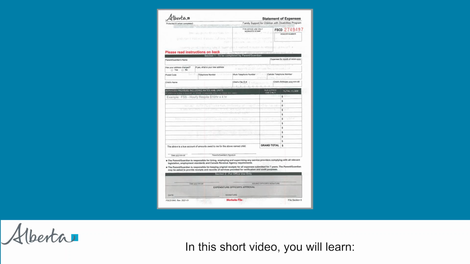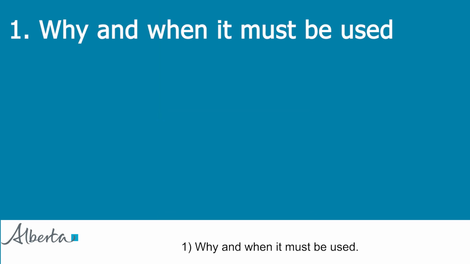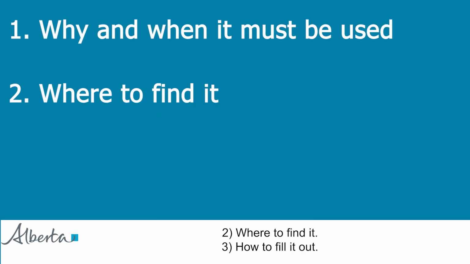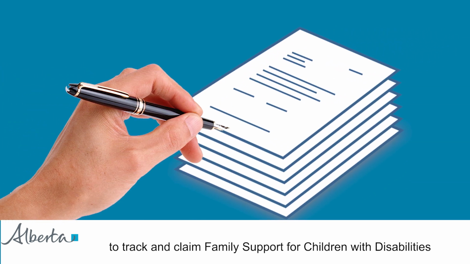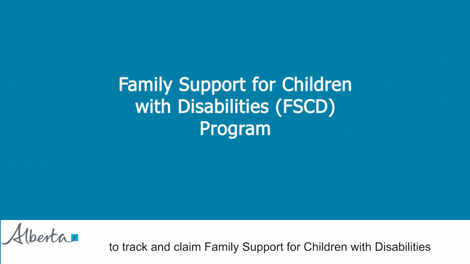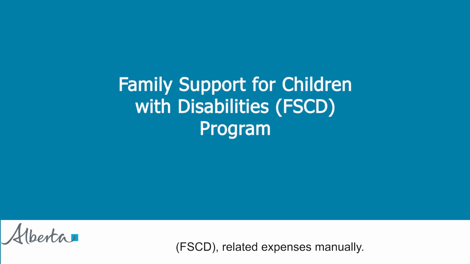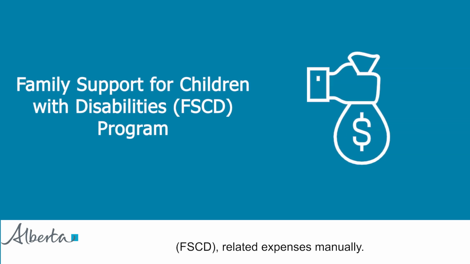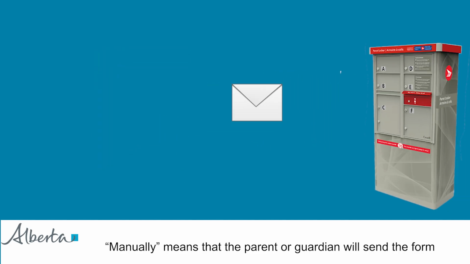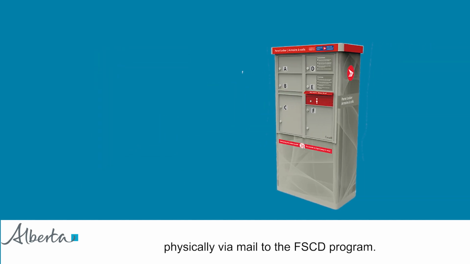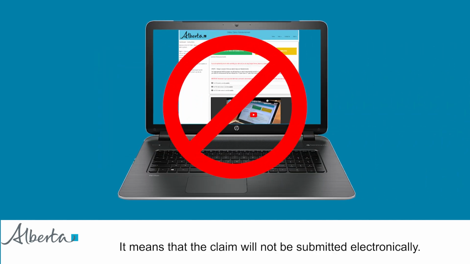In this short video you will learn why and when it must be used, where to find it, and how to fill it out. The Statement of Expenses is a physical form that must be used to track and claim family support for children with disabilities, FSCD, related expenses manually. Manually means that the parent or guardian will send the form physically via mail to the FSCD program. It means that the claim will not be submitted electronically.